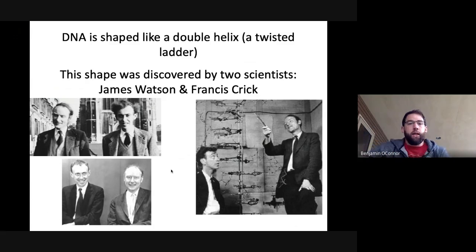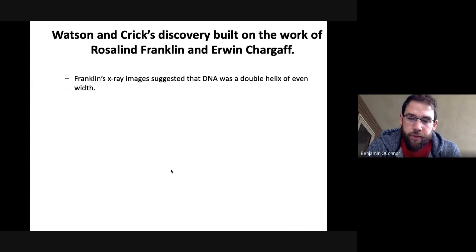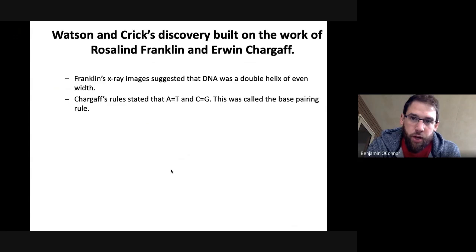This shape of DNA was, quote unquote, discovered by, or given credit to, two scientists named James Watson and Francis Crick. They were given credit because they publicized it, but they actually stole the work from a woman named Rosalind Franklin. And there's that name, Chargaff.